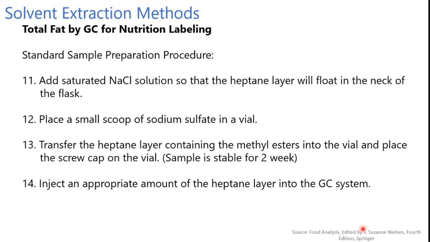Then place a small scoop of sodium sulfate into the vial, and transfer the heptane layer containing the methyl ester into the vial and place the screw cap on the vial. We can keep that sample up to 2 weeks, and it is stable. Then inject the appropriate amount of the heptane into the GC system. In this way we prepare the sample for the GC for the lipid analysis.